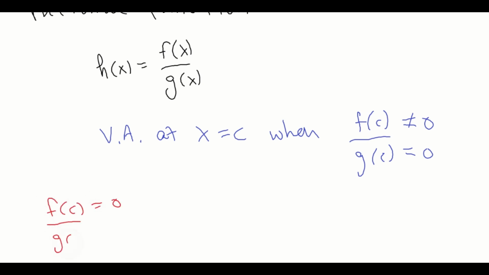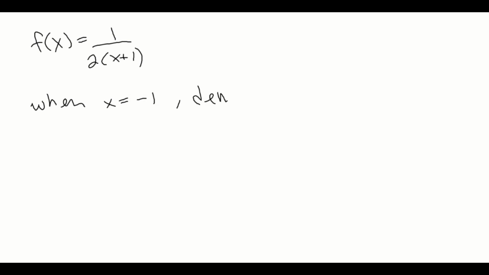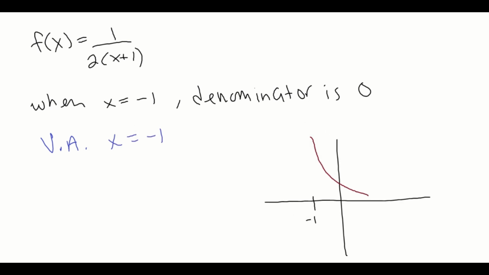When both the denominator and numerator are zeros with a common factor, then we have a type of removable discontinuity called a hole. Let's look at some examples. Determine any vertical asymptotes from this function. You can see that when x is equal to negative 1, the denominator is 0. Therefore, there's a vertical asymptote at x equals negative 1. Here's what that graph looks like.